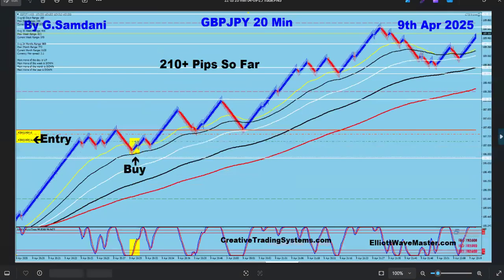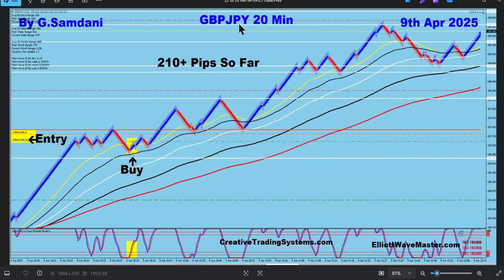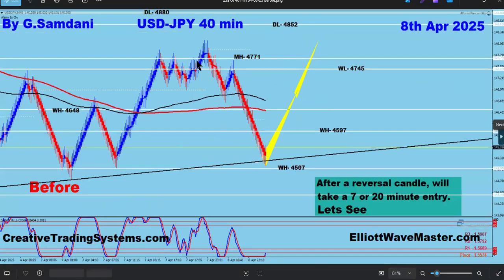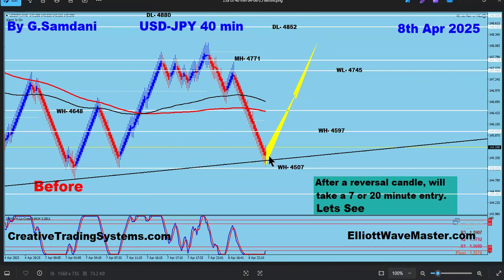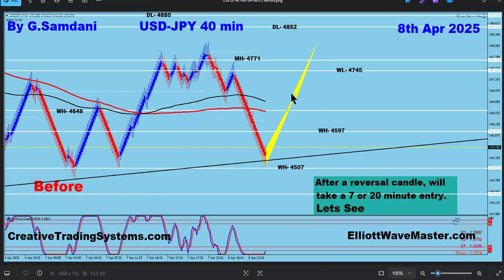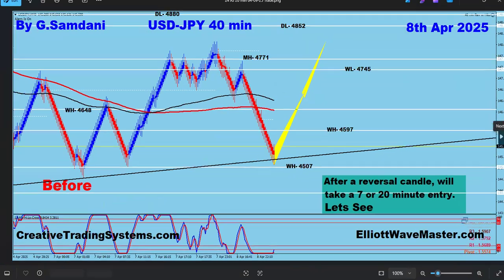Excuse me. And this one on the 9th, pound yen, 210 pips going to the upside. And this one, USD yen, again a yen pair going to the upside. Yen started to get weaker badly when China put the 34% tariff. This is what happened. Now, USD yen, I made the chart that it is going to go like this. This trade is based on this one, right? On the 8th I made the chart, and on the 9th I took the trade.